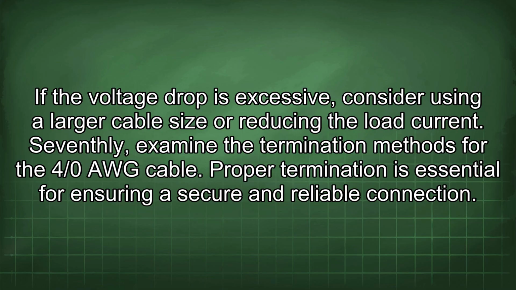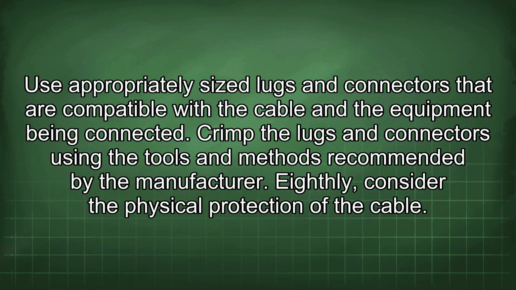Seventhly, examine the termination methods for the 4/0 AWG cable. Proper termination is essential for ensuring a secure and reliable connection. Use appropriately sized lugs and connectors that are compatible with the cable and the equipment being connected. Crimp the lugs and connectors using the tools and methods recommended by the manufacturer.